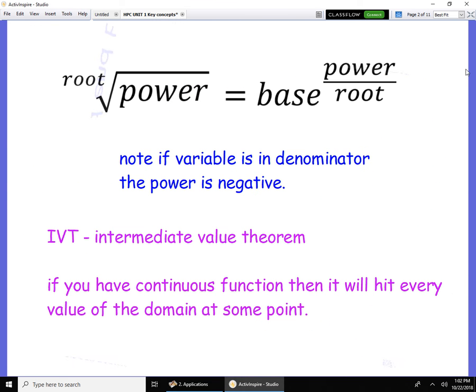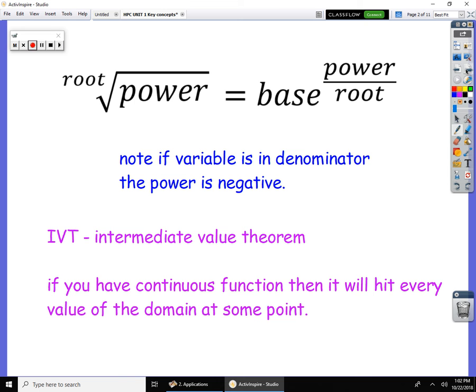Okay. So this is in radical form. Remember that the root is on the little arm of the radical. The power is inside. So to go from radical form to exponential, you have a base to the power of a root. If my variable is in the denominator, my exponent becomes what? Negative. Okay?